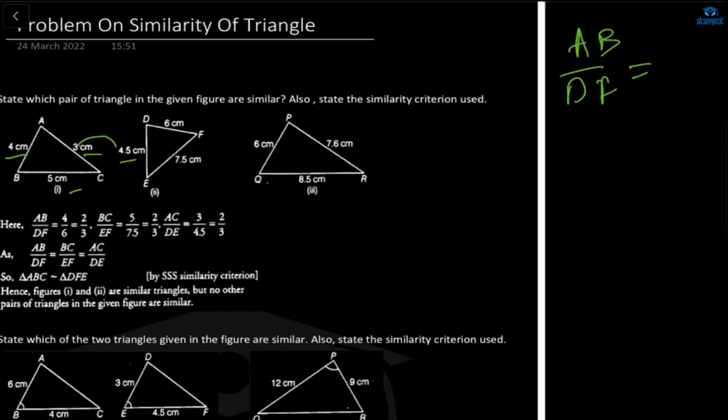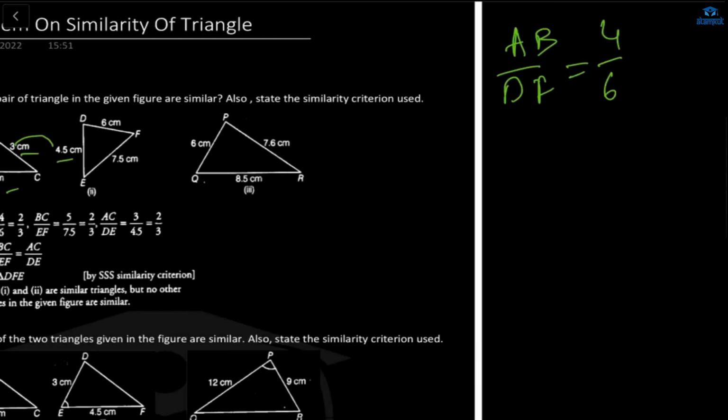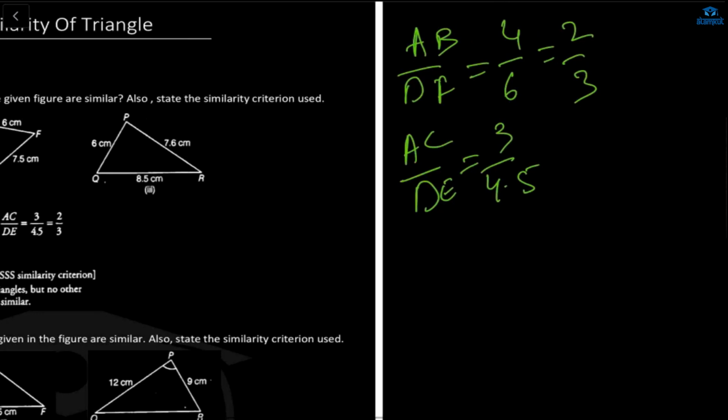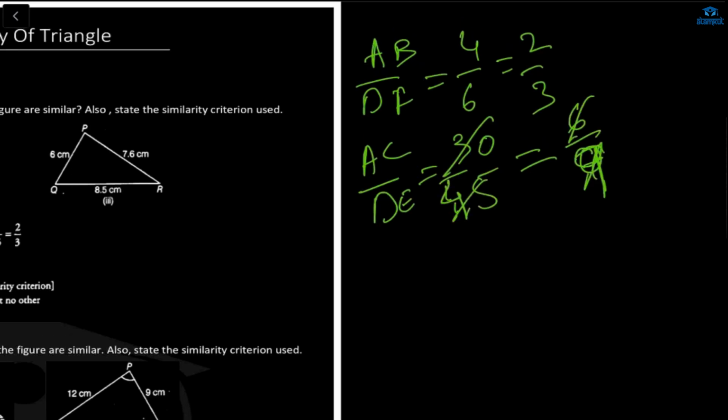Okay, so AB by EF, you will see it will be 6, which will be 2 by 3. And if you take AC by DE, it will be 3 by 4.5. Okay, so it will remove the point, so it will be 30 by 45. It will be 30 by 45. So okay, it will again be 2 by 3.